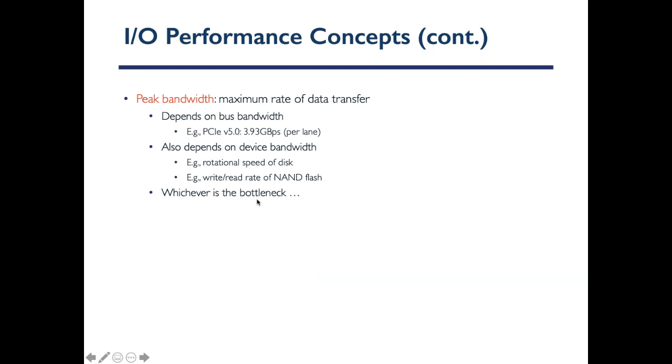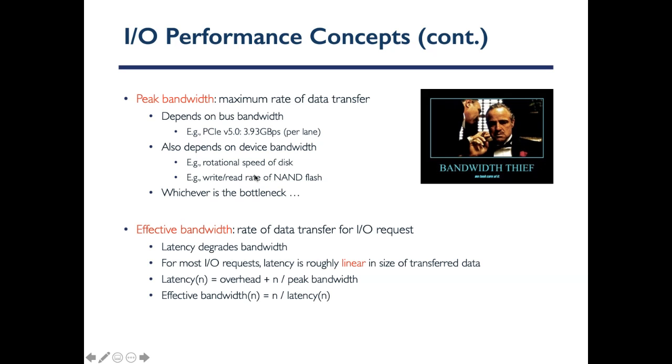If you have really fast devices, but then low capacity connections, then your bus basically is the bottleneck. If you have really fast buses like PCIe, but then you connect it to a slow device, then your device will be the bottleneck.